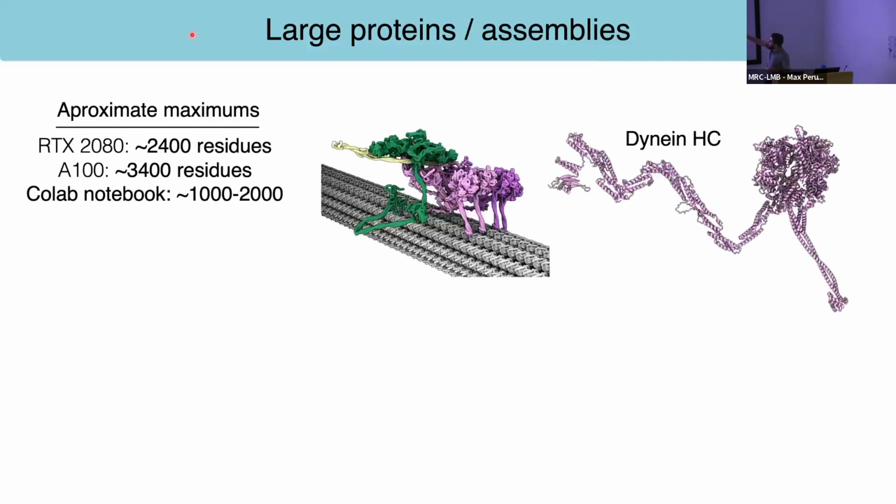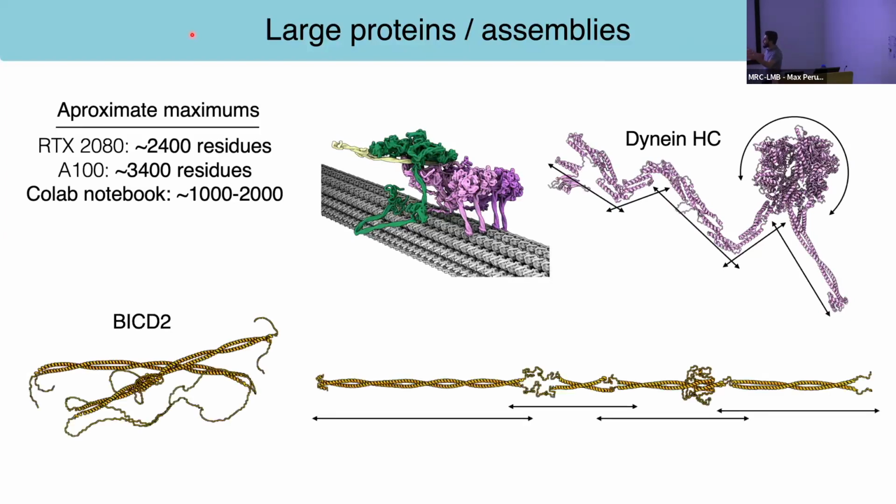And for something like what I work on, which is the dynein complex, even the dynein heavy chain alone is already beyond these limits, right? So the way that you should approach this is by fragmenting it into different pieces. If you're interested in predicting something large like this, it's good to split it into different pieces.